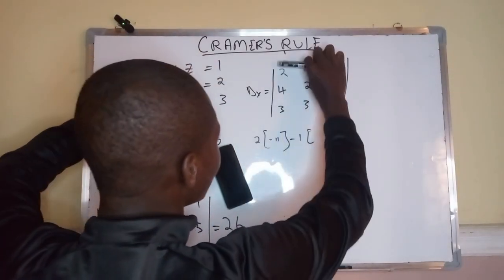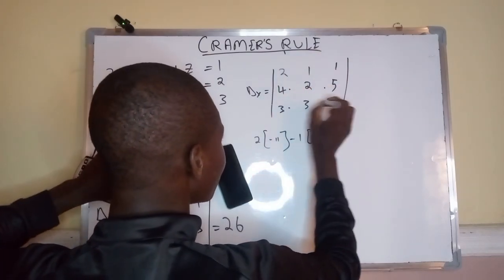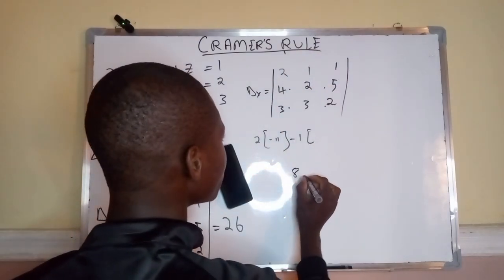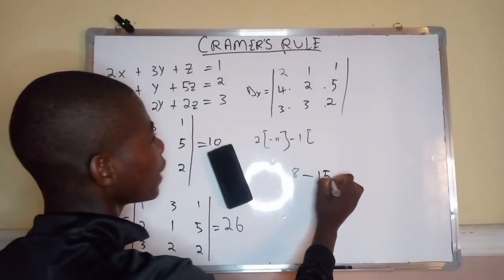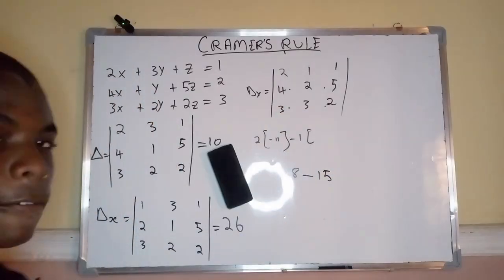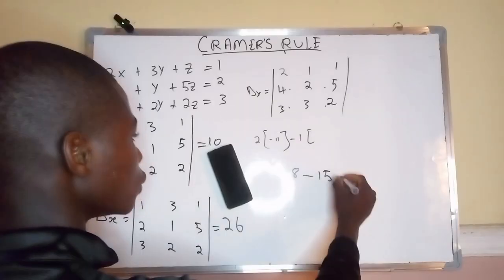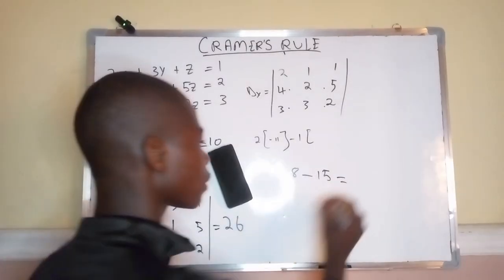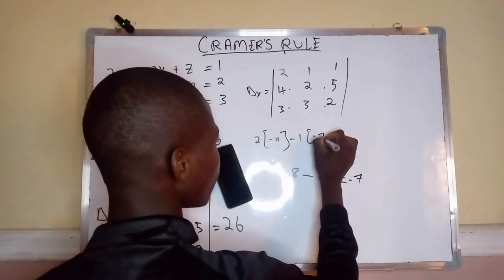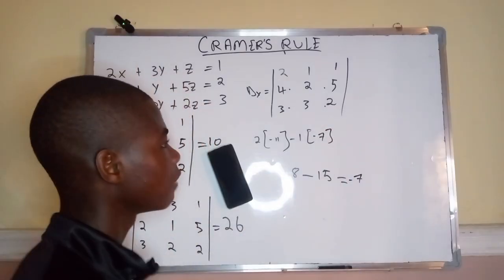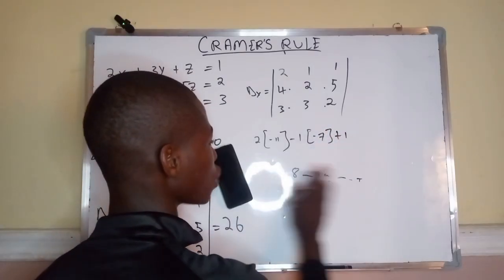If I delete this row and this column, I'm having 4, 5, 3, and 2. 4 multiplied by 2, which is 8, minus 3 multiplied by 5, which is 15. So therefore, it is equal to minus 7. So therefore, minus 7, and therefore plus 1.